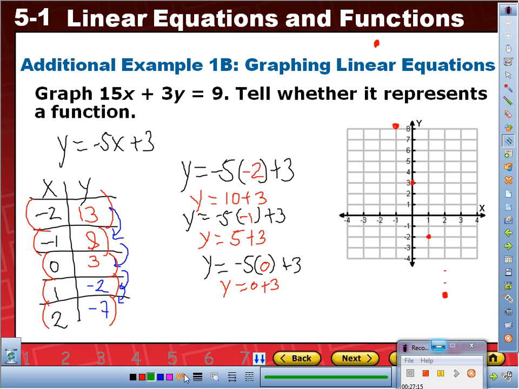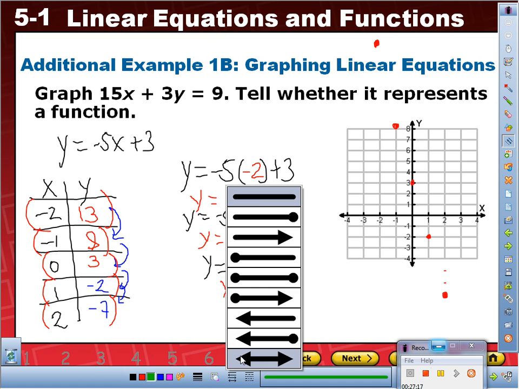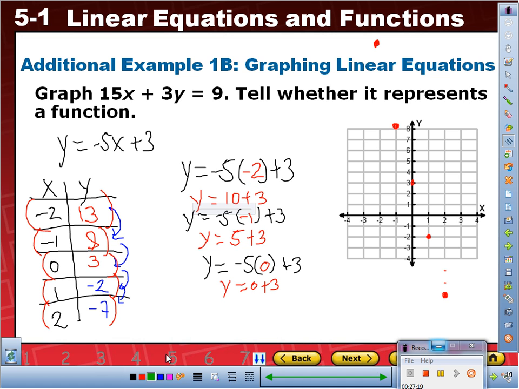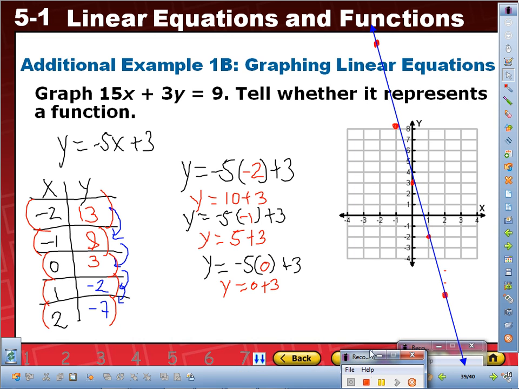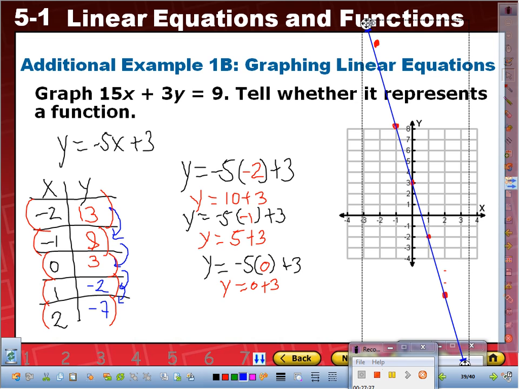And if I graph my line and I extend it as much as I can, it should look something like that. Okay, does yours look something like that? As nice as mine?